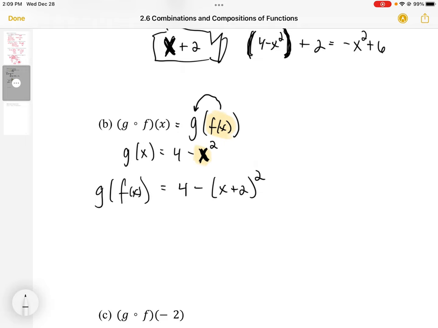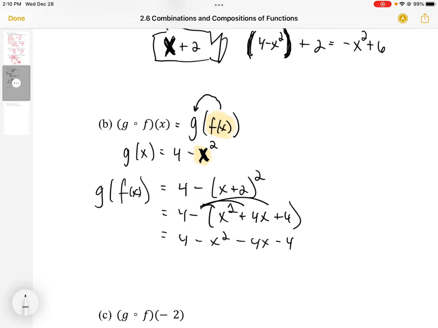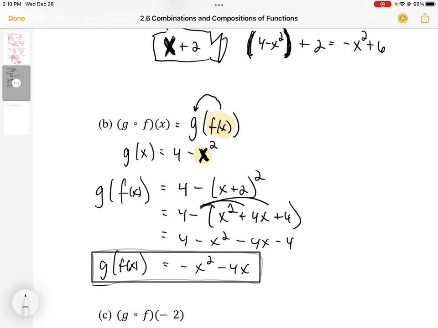And now I'm going to have to simplify this. So we have 4 minus, and now x plus 2 squared, we can expand that whole thing. I'm going to do it in one step. This is going to be x squared plus 4x plus 4. Then I'm going to distribute this negative sign. And then I'm going to combine like terms. So we have negative x squared minus 4x, and then we have 4 minus 4, so those cancel each other out. So this is g of f of x.